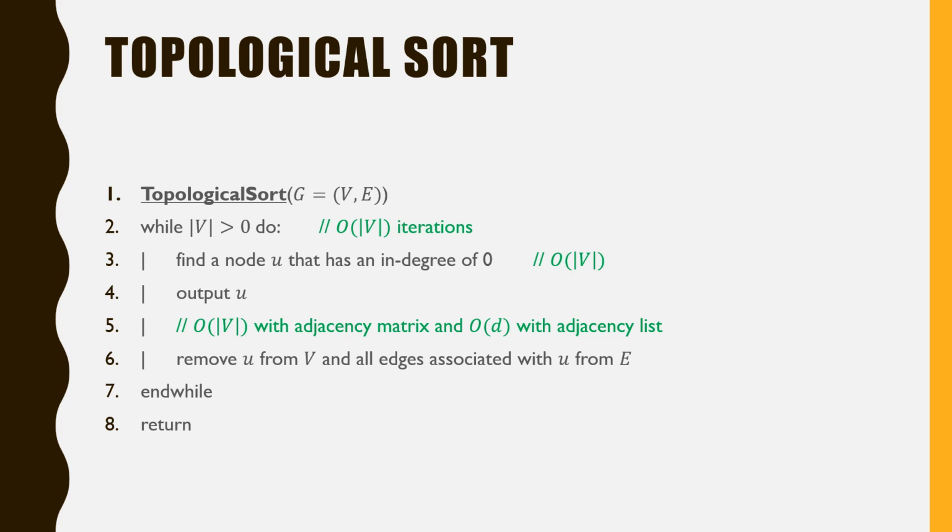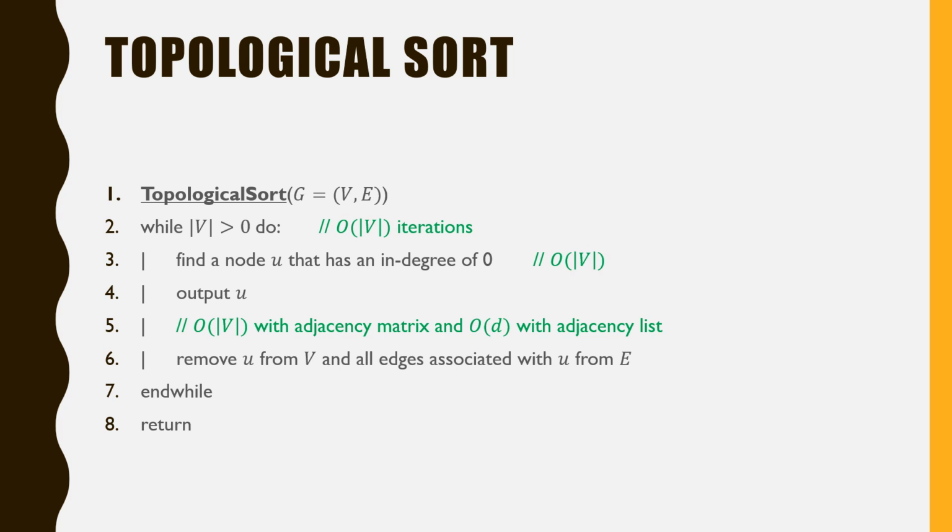Here is the pseudocode for the topological sort algorithm. In line 2, we use a while loop to iteratively schedule a task and remove its corresponding node from the DAG. Since we process one node per iteration, the while loop runs O(V) iterations. In line 3, we identify a node U with no incoming edges. This requires O(V) time, as we need to examine each node.